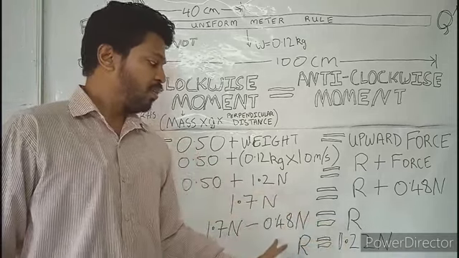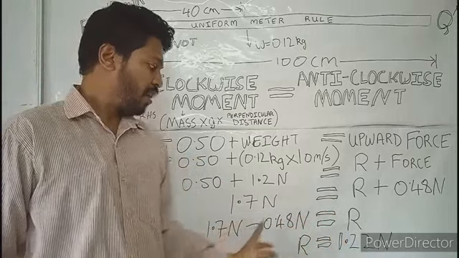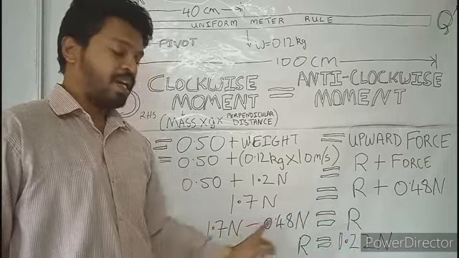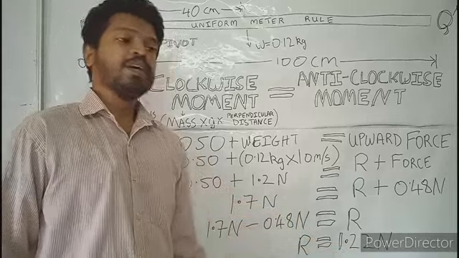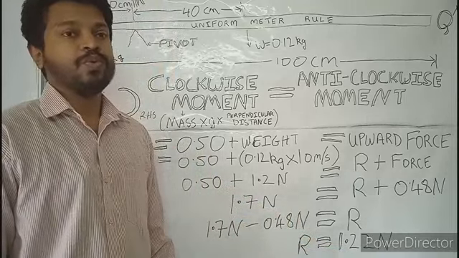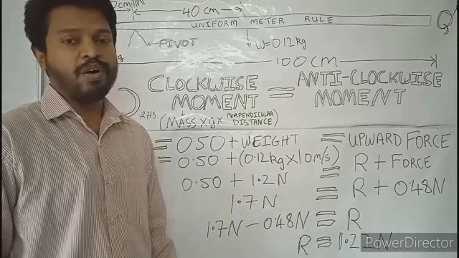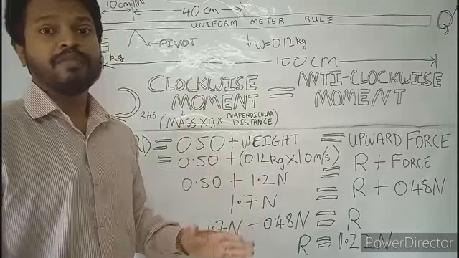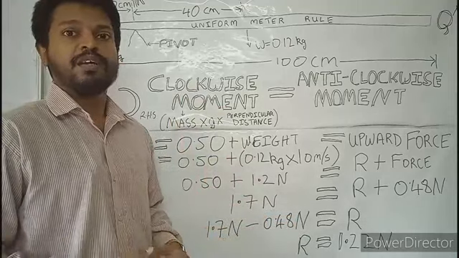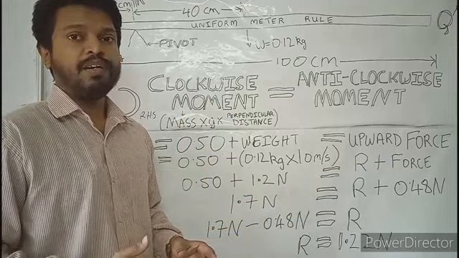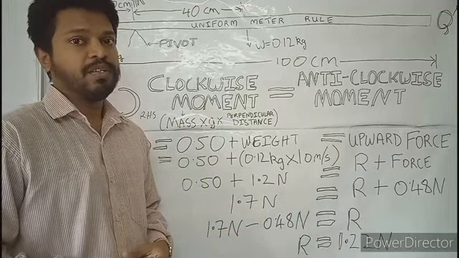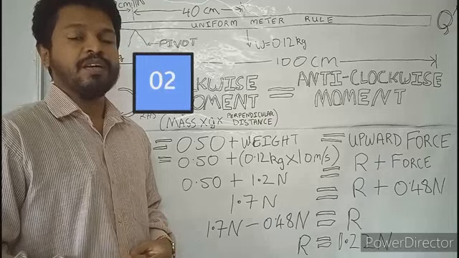So R, taking it on the left-hand side, gives 1.22 newtons. This is the resultant force that you have got, and this is the end of the second question. We have completed the third part, and this is the end of the second question. Thank you.